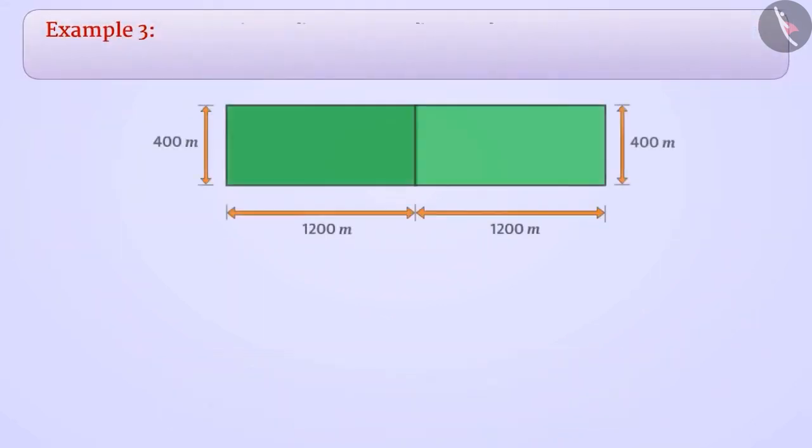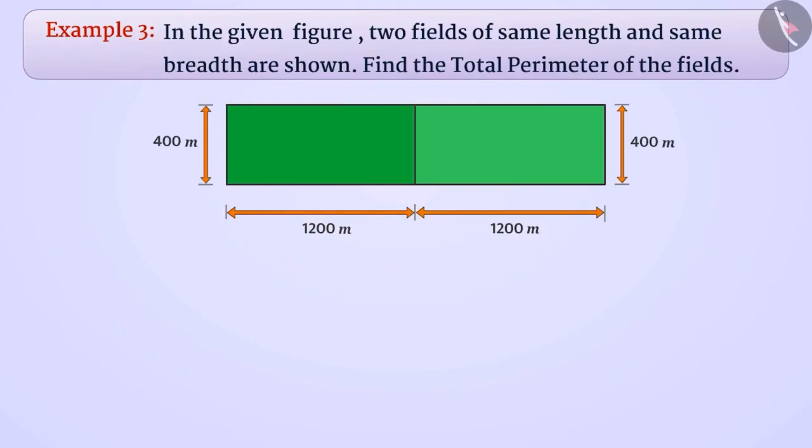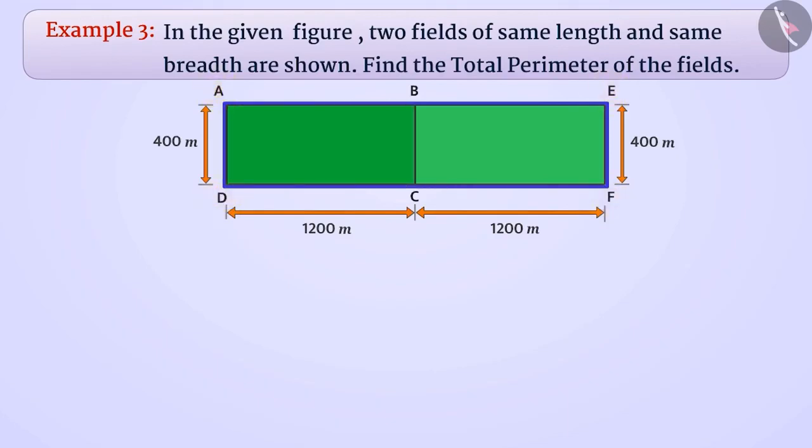Next example. In the given figure, two fields of same length and same breadth are shown. Find the total perimeter of the fields. In this question, we have to find the total perimeter of the two rectangular fields. We see that the length of both the fields is 1200 meter and the breadth is 400 meter. Let's name these rectangles. This is the rectangle ABCD and this is the rectangle BEFC. By joining these two rectangles, we obtain a larger rectangle AEFD. We have to find the perimeter of this rectangle.